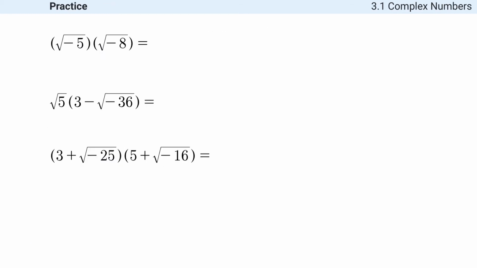Okay, here's some more multiplying, and it's just some practice. Again, if you want to press pause and give them a shot on your own, and then come back and take a look. Okay, so for this first one, I would call this root 5i times root 8i. I guess I could multiply those together. So root 5 times root 8 would be root 40i. And this 40 is the same thing as 4 times 10. So square root of 4 is 2, so it'd be 2 root 10i.